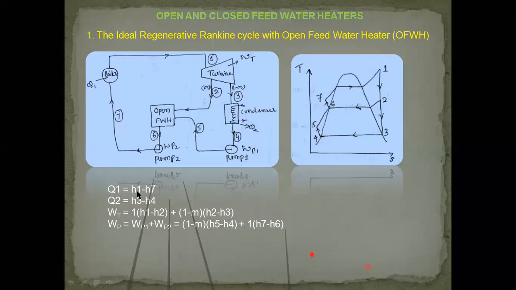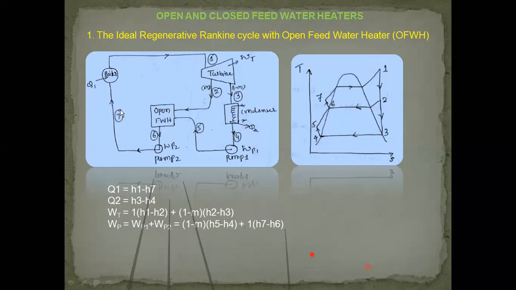Q1 is the amount of heat added in the boiler. So water at condition 7 enters and comes out at condition 1. So the difference in enthalpies, H1 minus H7, is the amount of heat added. So what is the amount of water that goes here?